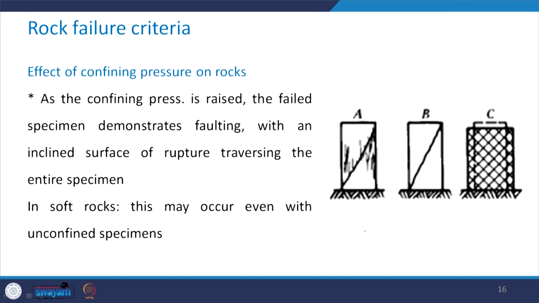Now when you increase the confining pressure, the failed specimen demonstrates faulting with an inclined surface of rupture which is traversing the entire specimen. Take a look at figure B in this case. So this means here there is more confining pressure and you can see this kind of inclined surface of rupture which is traversing the entire specimen, that is from this end of the specimen to this end of the specimen. Now in case of the soft rocks, this phenomenon may occur even with an unconfined specimen. That means when you have say sigma 3 equal to 0 in case of the soft rocks, then also you can get this type of situation.